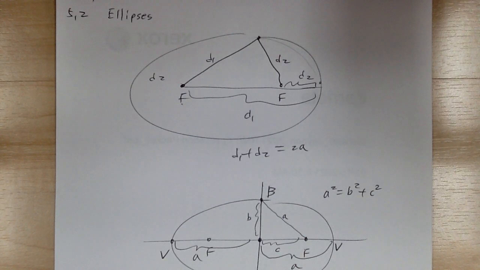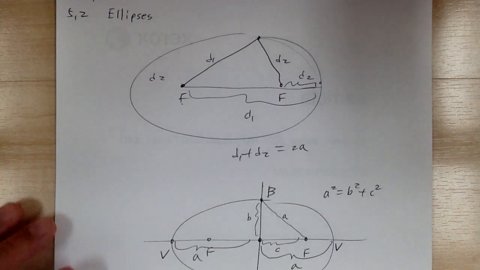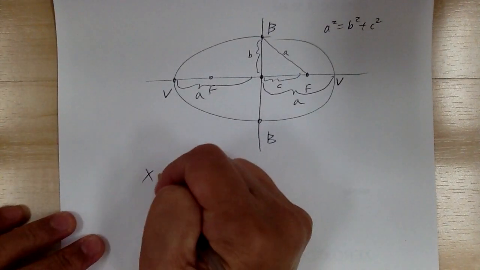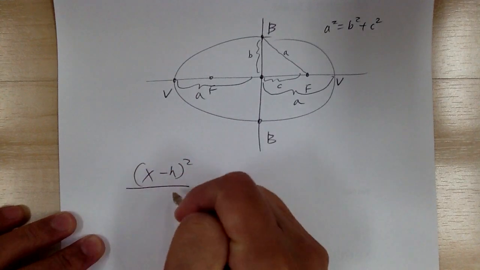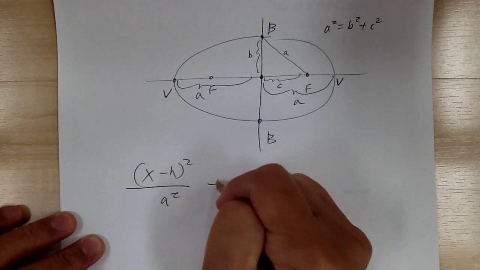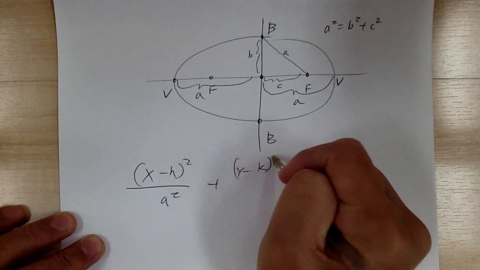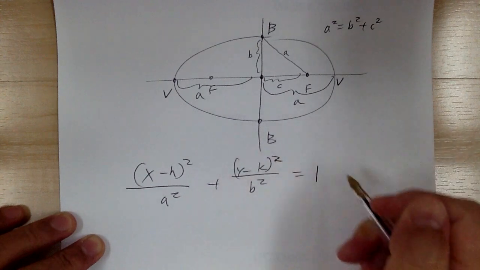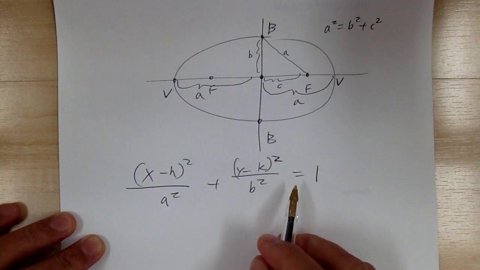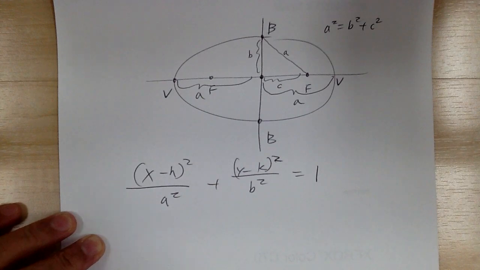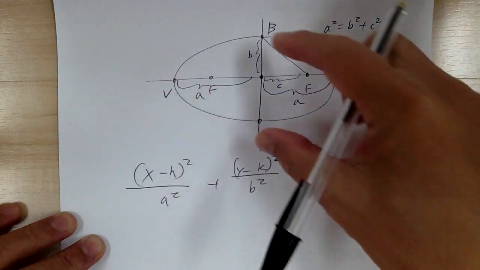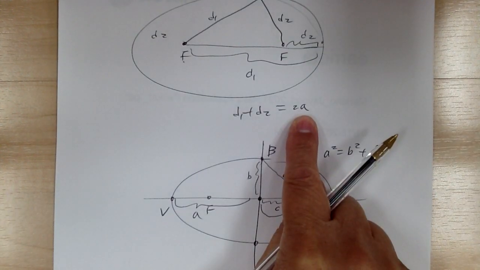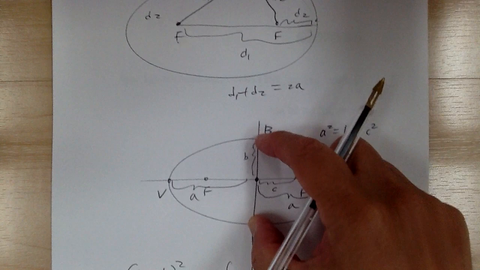Okay, now with all this information, we can go ahead and get the standard form for the equation. So you've got (x minus h) squared over a squared plus (y minus k) squared over b squared equals 1. So h and k give you the center. By the way, this is called the major axis. This is the minor axis. So 2a is your major axis, 2b is the minor axis.